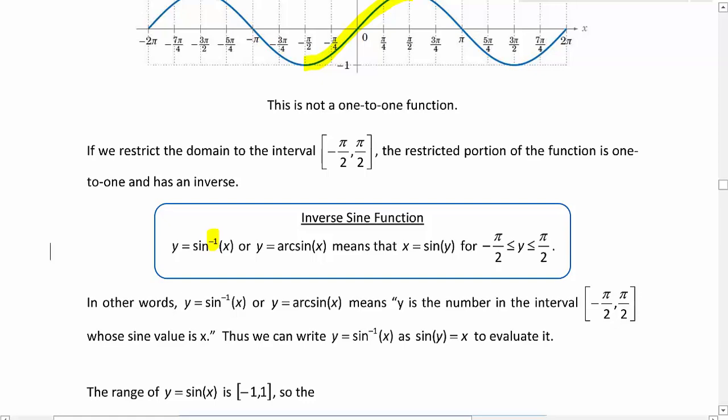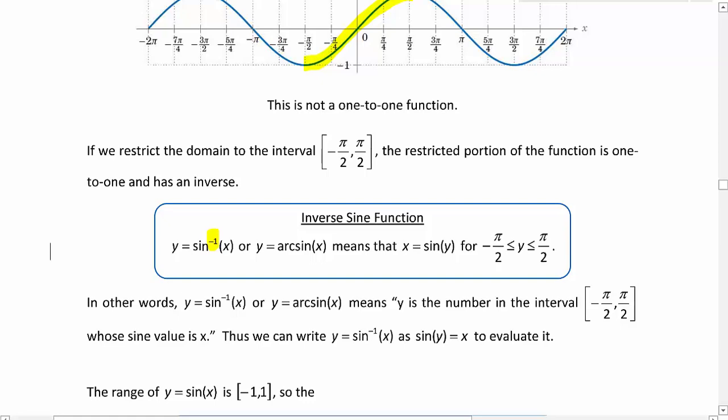Thus, we can write y equals sine inverse of x as sine of y equal to x to evaluate it. So basically, when you're looking for an inverse trig function, you're looking for an angle. And the angle has to fall for sine in between negative pi over 2 and pi over 2. So what's the angle that gives us this particular number?